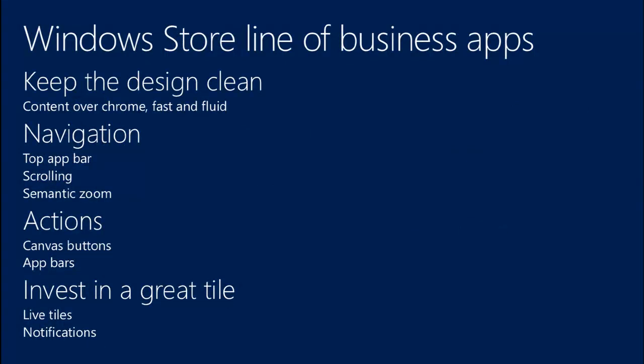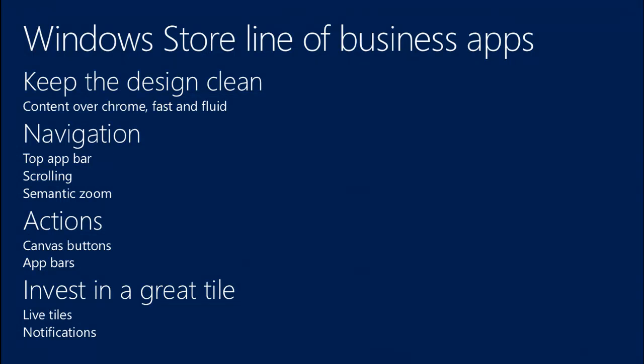So what do we do about these things? What would our design guidelines be when we build a line of business app? Well, the first thing we want to think about is keeping the design clean. This goes under a couple names: content over chrome, fast and fluid. What that basically means is don't fill up the entire screen with information and buttons and toolbars and menus. When the user launches the app, it should be about what they can do right now. All that chrome is about things that you could do if you wanted to, which is fine in the traditional desktop world, but kind of goes against the guidelines.